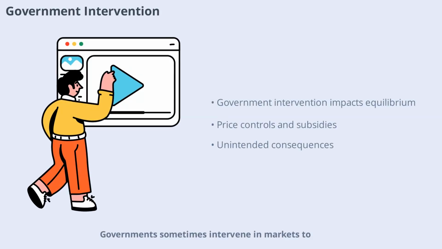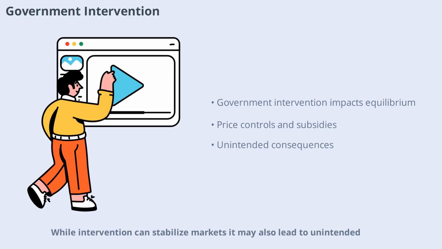Governments sometimes intervene in markets to correct imbalances or achieve policy goals. Price controls, subsidies, and taxes can shift supply or demand, affecting equilibrium. While intervention can stabilize markets, it may also lead to unintended consequences like persistent surpluses or shortages. Understanding the role of government helps us see the broader context of market equilibrium.